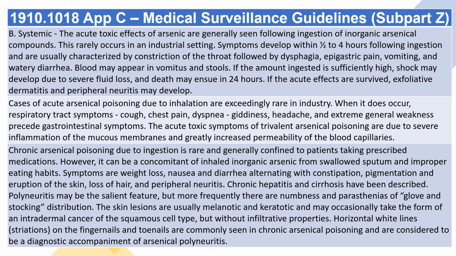Symptoms are weight loss, nausea and diarrhea alternating with constipation, pigmentation and eruption of the skin, loss of hair, and peripheral neuritis. Chronic hepatitis and cirrhosis have been described. Polyneuritis may be the salient feature, but more frequently there are numbness and paresthesias of glove and stocking distribution. The skin lesions are usually melanotic and keratotic and may occasionally take the form of an intradermal cancer of the squamous cell type, but without infiltrative properties. Horizontal white lines, striations, on the fingernails and toenails are commonly seen in chronic arsenical poisoning and are considered to be a diagnostic accompaniment of arsenical polyneuritis.